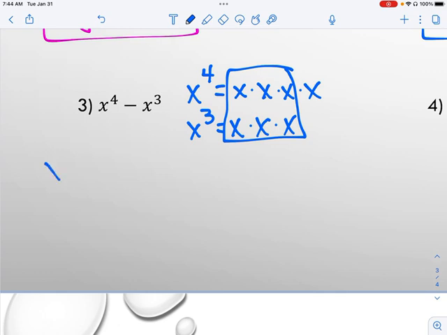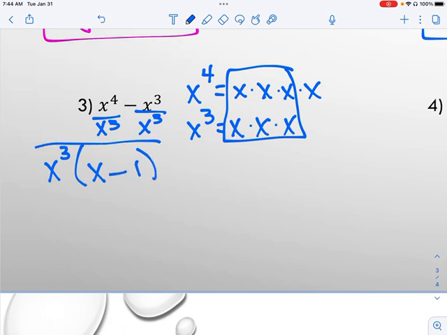So my GCF is going to be x to the 3rd. Now remember, when we divide, we're subtracting. So if I have 4 x's in the top and 3 in the bottom, I'm going to have 1 left, and it will be in the top. Over here, I have 3 in the top, 3 in the bottom, so they all go away, leaving me with just the 1. So that one would simplify to x to the 3rd times the quantity x minus 1.